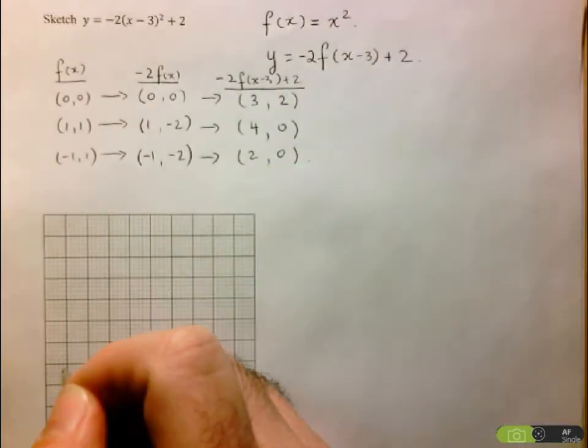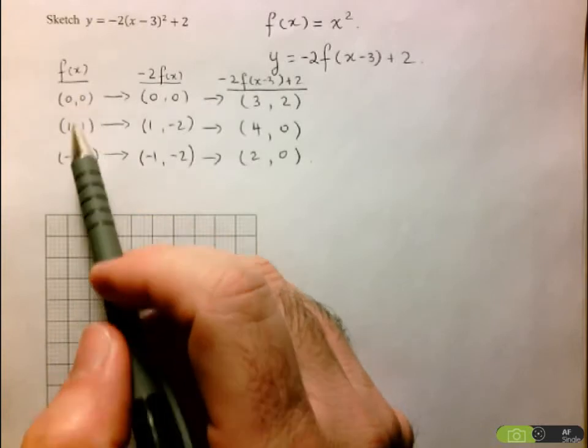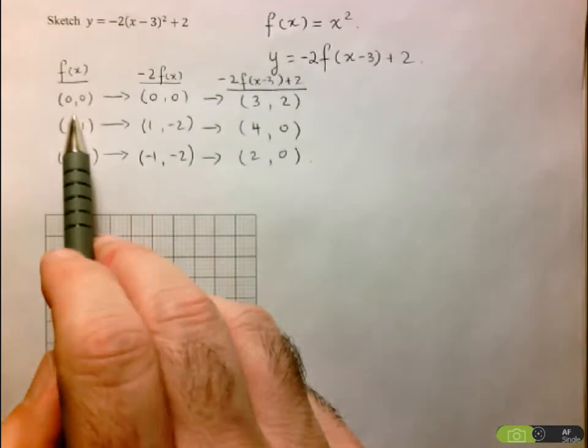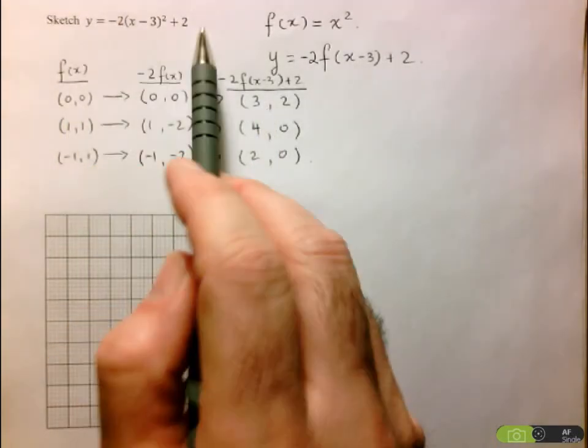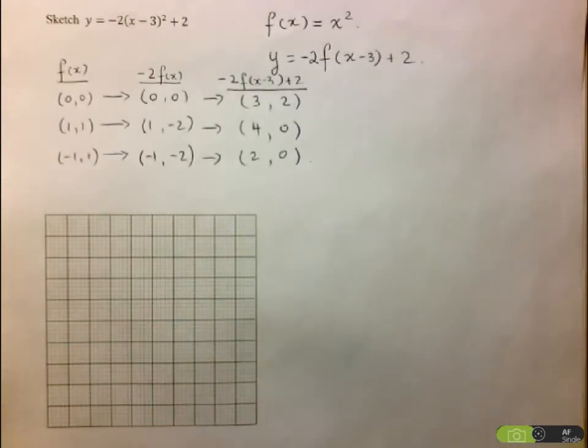Okay, so what we have is we started off with 3 points on our parent function, and we transform them into points which lie on the new function. Okay, now that I have these points, I can sketch the graph.